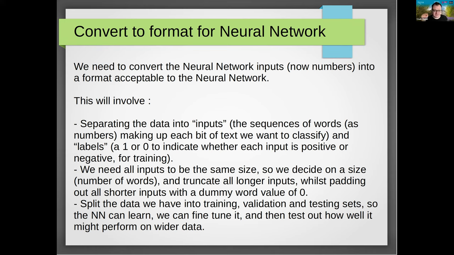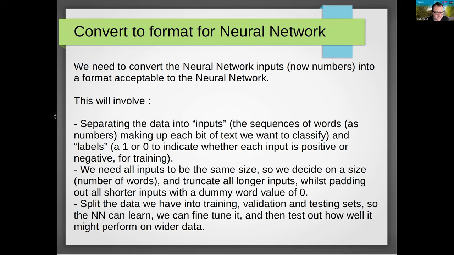And basically, this involves separating our data into inputs, which, remember, in this case, that's our features. In this case, that's our sequence of words as numbers that make up each bit of text that we want to classify, and our labels, our outputs, which is a one or a zero, indicating whether each input is positive or negative. So it's the same principle that we had before, that we've got a bundle of inputs, our features, and we've got an output label. It's just that the inputs here are sequences of words, except they'll be sequences of words as numbers rather than the raw words themselves. And our labels are, as before, a one or a zero, depending on what the classification is for a binary classification problem.